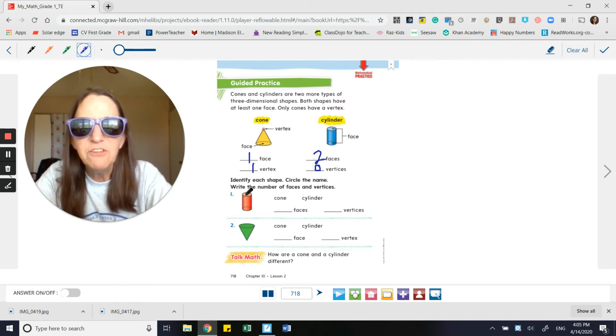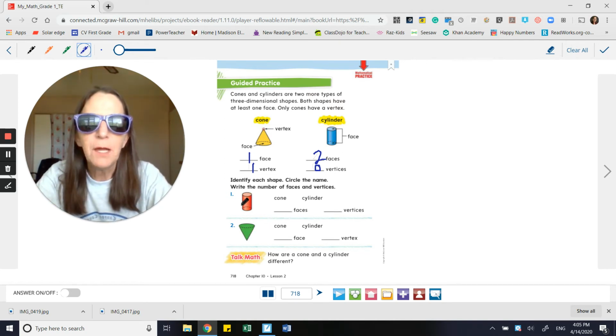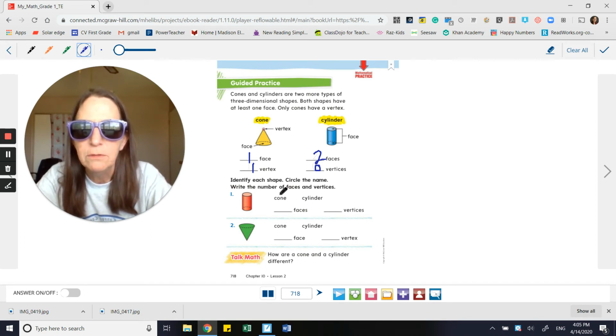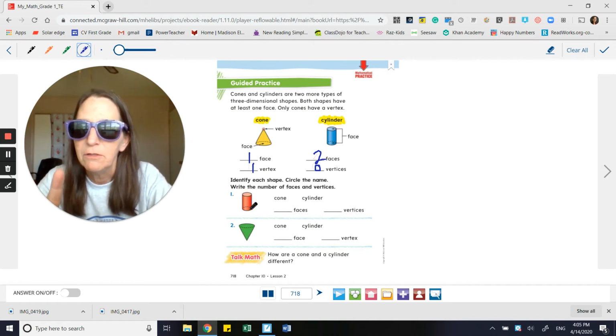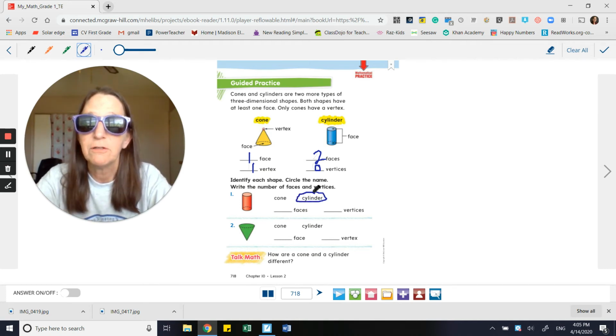So now when I look at this shape down here, my job is to decide, is this a cone or is this a cylinder? Well, now I know a cone has a vertex on it. Do you see a vertex anywhere on this shape? Nope, I don't see a vertex. And I know that a cylinder has two faces. You see two faces on this one? Yeah, I do too. So guess what? It's not a cone. It is a cylinder. So if you've got your pencil, circle cylinder.